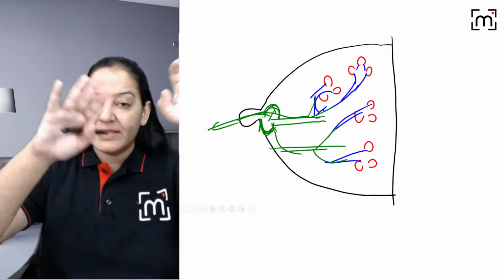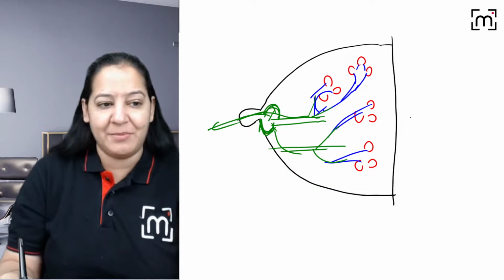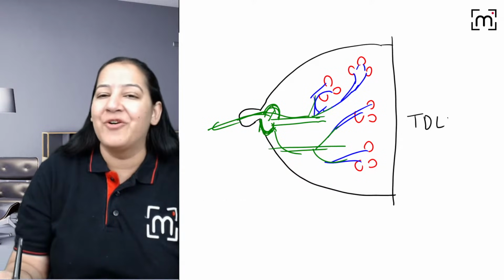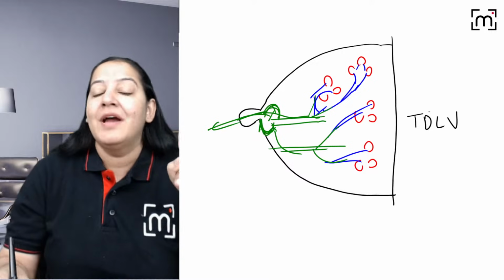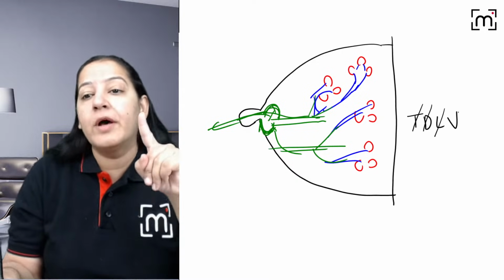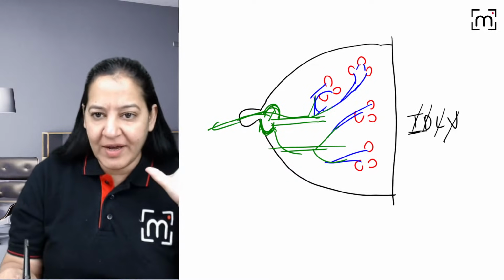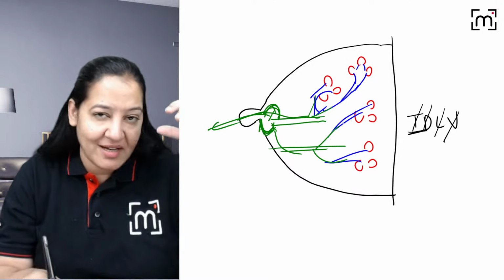Now this structure is known as TDLU. What is the full form of TDLU? It is terminal duct lobular unit. Now terminal duct, you can understand. The blue structures are the terminal ducts.